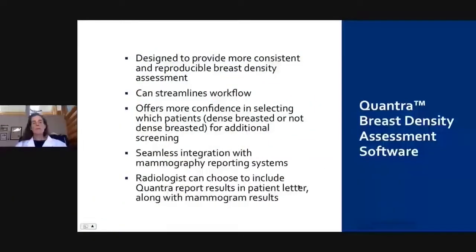So again, trying to figure out ways to help us streamline our workflow and really give patients the information about their breast density so that they can make better decisions for their care. The nice thing also about Quantra is it can be integrated into the mammography reporting systems that we all have in our practices.